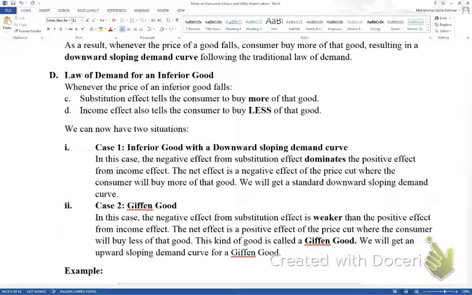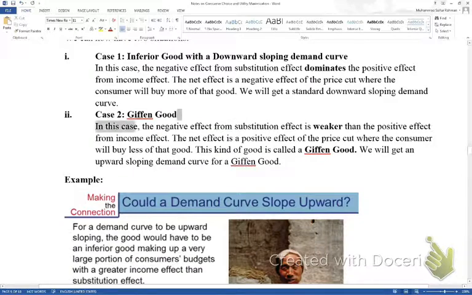But then you can have a final category of goods, which is what we call a Giffen good or a Giffen good syndrome. In case of a Giffen good, you can have a situation where the substitution effect, the negative substitution effect, is weaker than the positive income effect. So the positive income effect of a price cut dominates the negative substitution effect. So the net effect is a positive effect. So price goes down, that overall effect is positive.